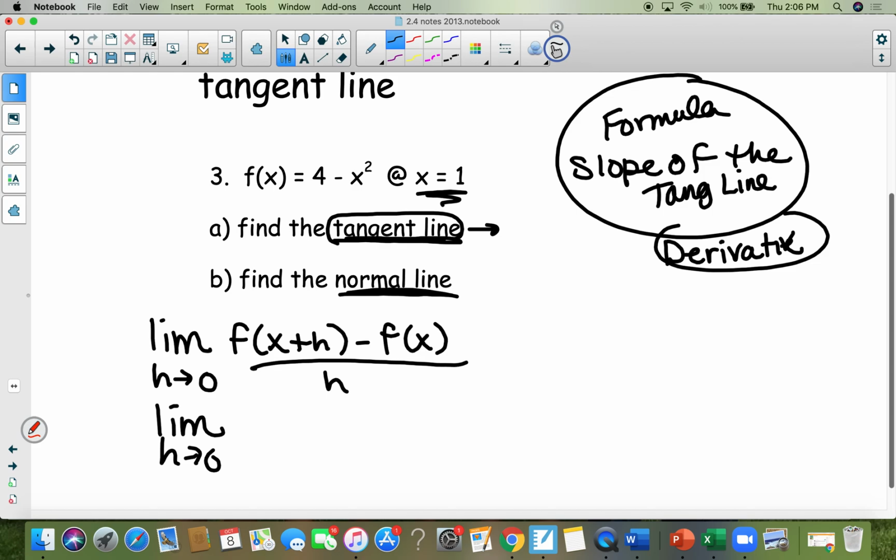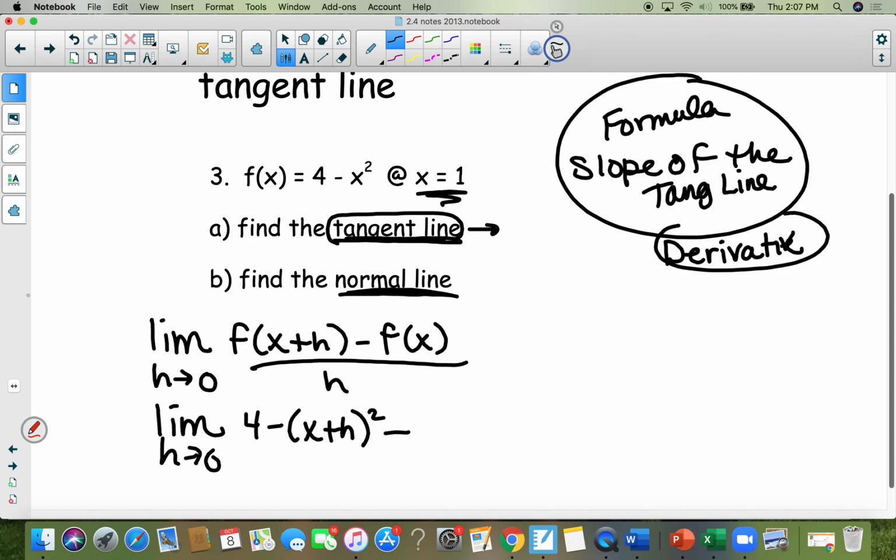The limit as h approaches 0, in place of all the x's, you're going to put a what there? No, you're going to put an x plus h. F of x plus h. You got to come up with the formula before you can plug x equals 1 in, right? Yeah, you have to come up with your formula first. So 4 minus x plus h squared. Everybody follow that? 4 minus x plus h squared minus, what's f of x?